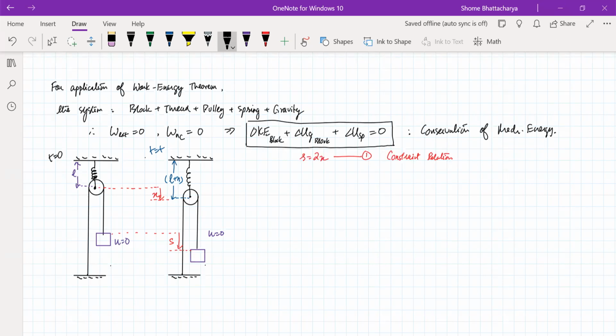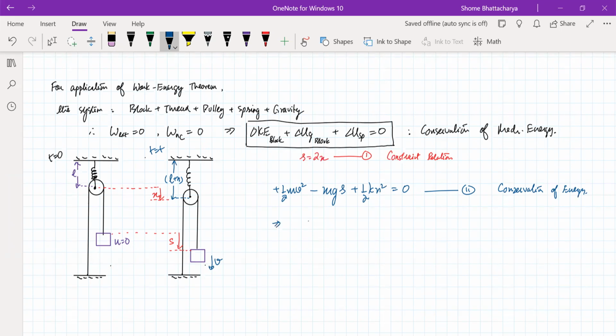So you can see that during this time, going from here to here, and of course, wait a minute, this is wrong. The speed of the block, yeah. So by now the block has developed a speed v. Okay. So plus half mv square is the change in kinetic energy, minus mgs is the change in gravitational potential energy, and plus half kx square is the change in elastic potential energy. This should be zero. So this is our second equation, which is coming from conservation of energy for the system.